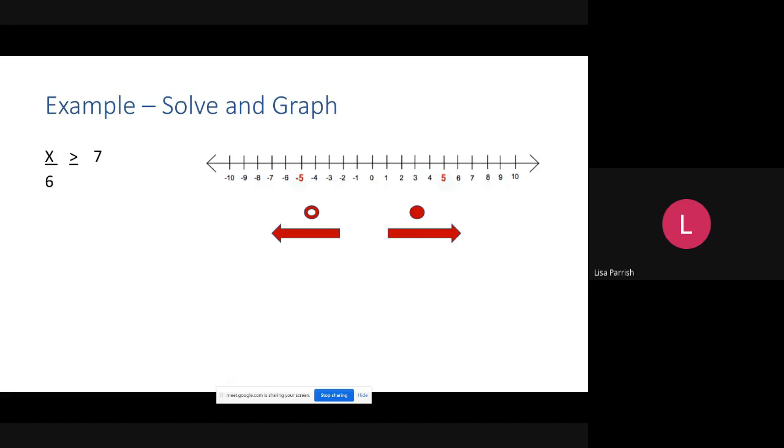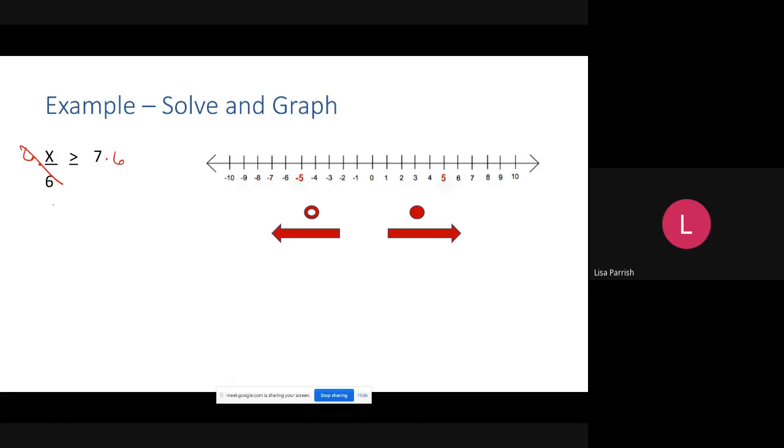All right, the last one. X divided by 6 is greater than or equal to 7. Ooh, I don't think this number line's going to work. X divided by 6 is greater than or equal to 7. All right. So since this is a division equation, we're going to multiply both sides by 6.